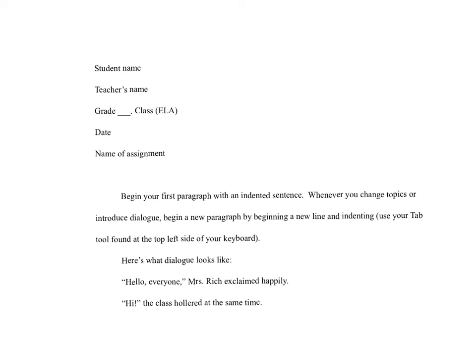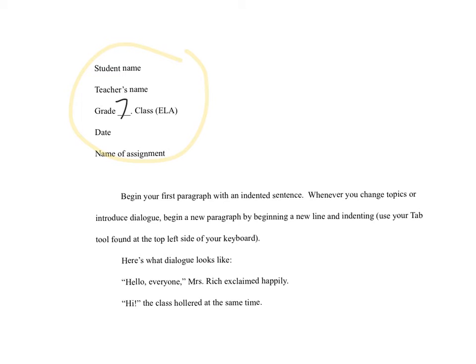So here's a sample of what an MLA formatted document looks like. So right here we have what's called the heading. So in your heading you need to have your first and last name, and you'll notice it's double spaced followed by the teacher's name, in this case Mrs. Rich. And then you'll have your grade, and if you're in 7th grade you would write grade 7 ELA. If you're using MLA format for a social studies research project, then you would write grade 7 social studies.